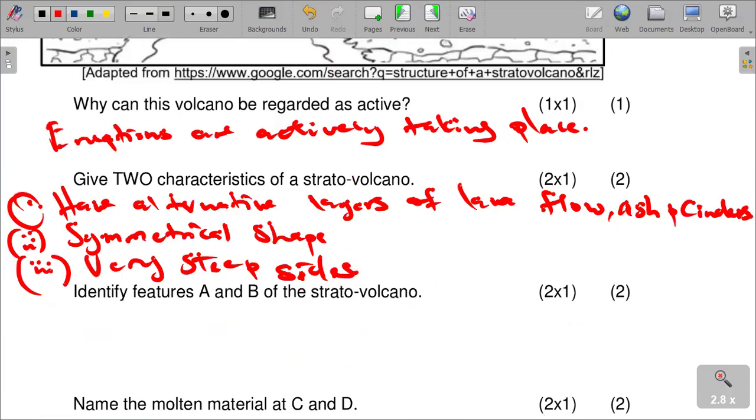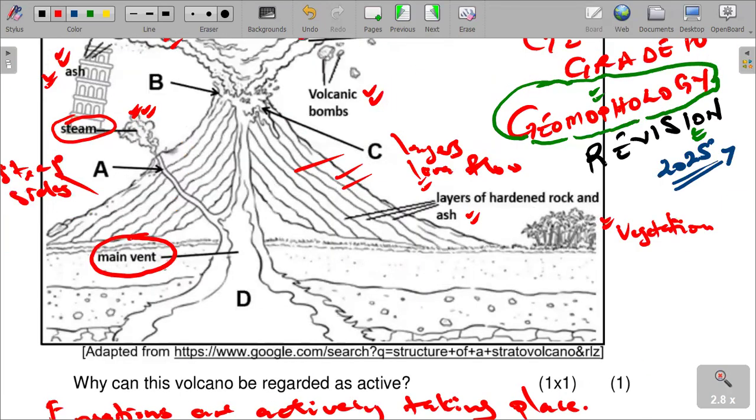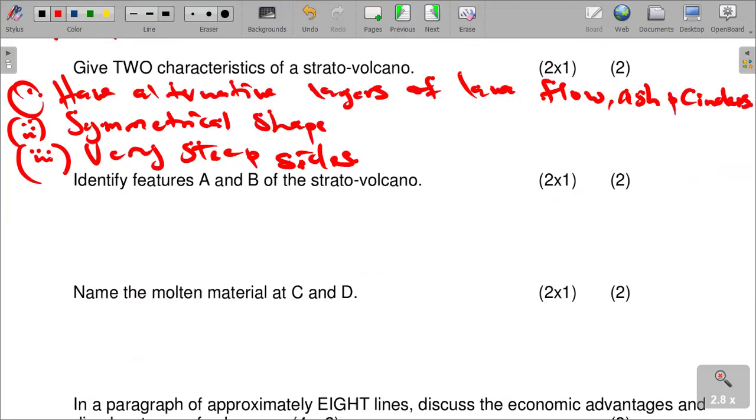And then, identify features A and B of the stratovolcano. What are features A and B? We can see that A is a side vent. This is a side vent. And then obviously B is the crater. B, we have the crater that is forming there. B is the crater. So A is the side vent, and then B is the crater that you can see there.